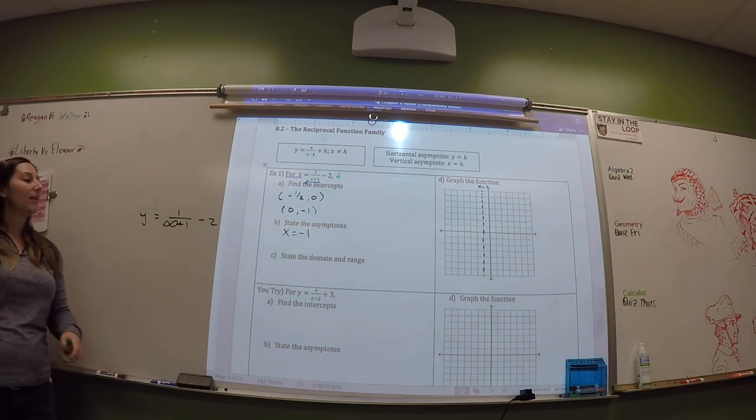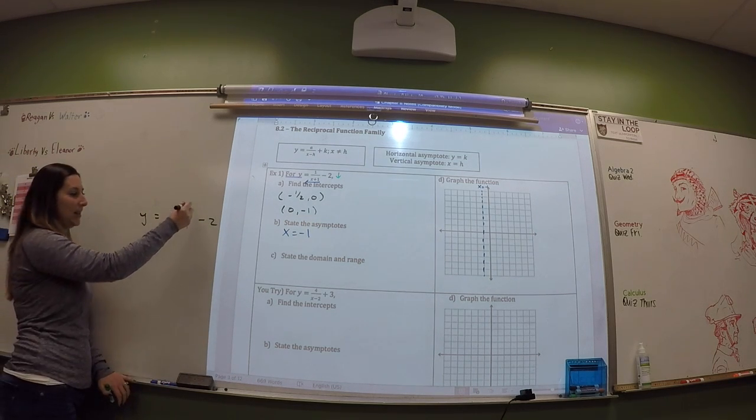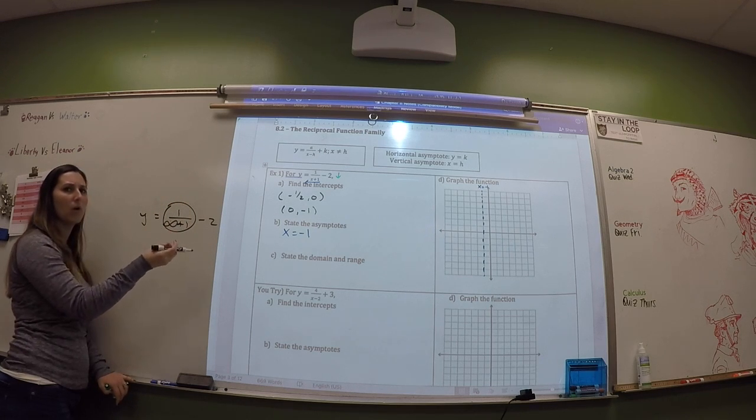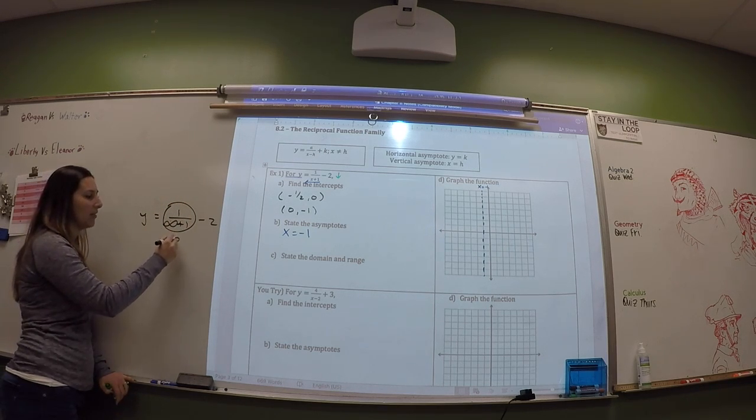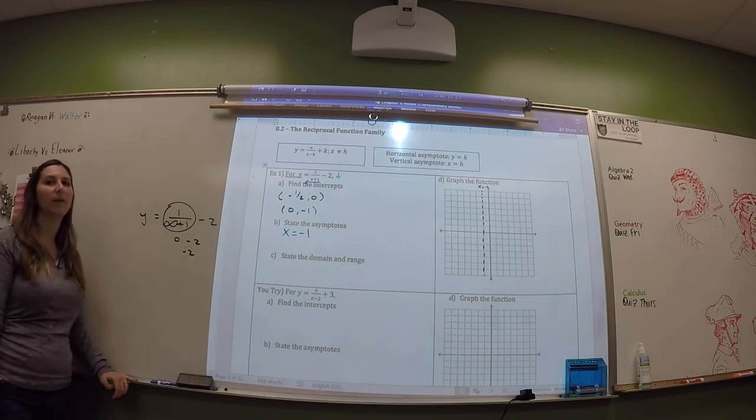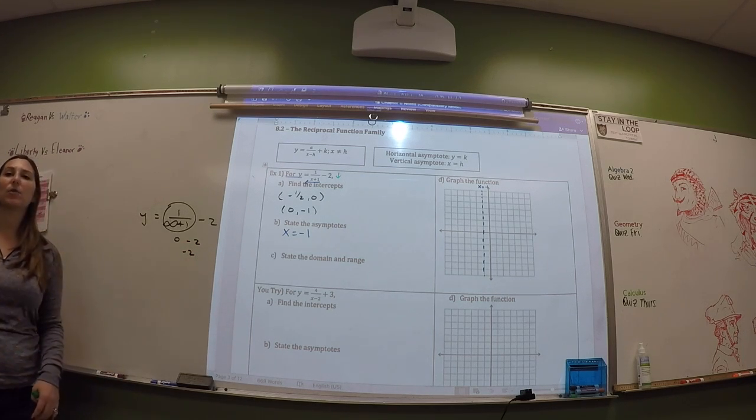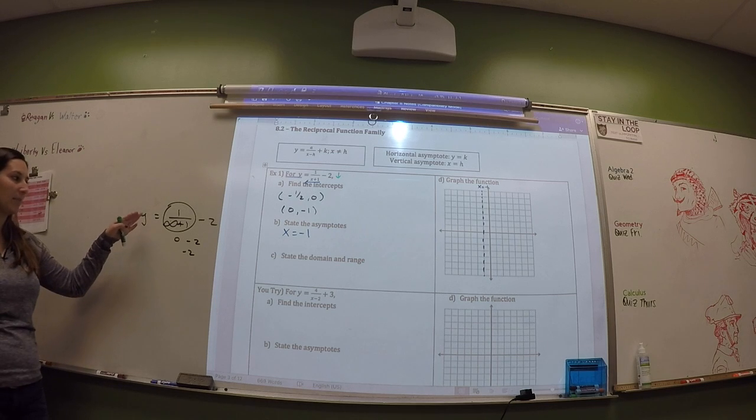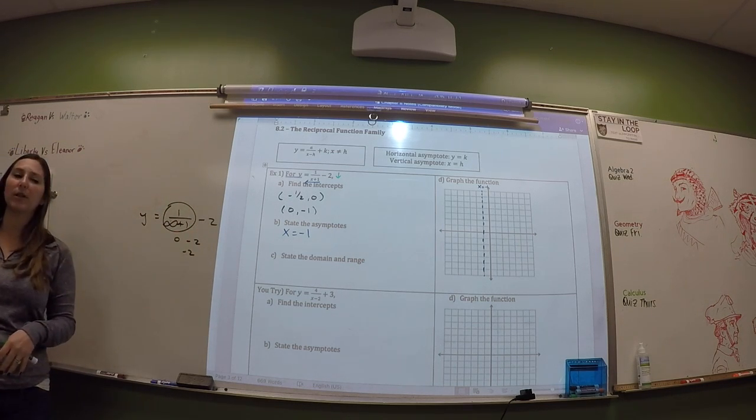If I were to plug in infinity, this fraction is going to be so tiny, it's basically nothing. And then when you subtract 2, you get negative 2. And that's why we have an asymptote at negative 2, because as I plug in x values, this part is getting closer and closer to negative 2.